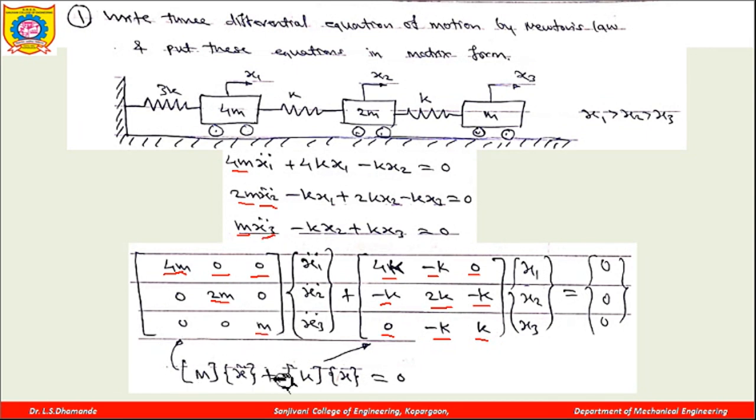Okay, so this is nothing but the mass matrix and stiffness matrix, which is derived in the form of a differential equation first, and then we are writing it in the form of a matrix equation, and then we can use the matrix method to solve this.